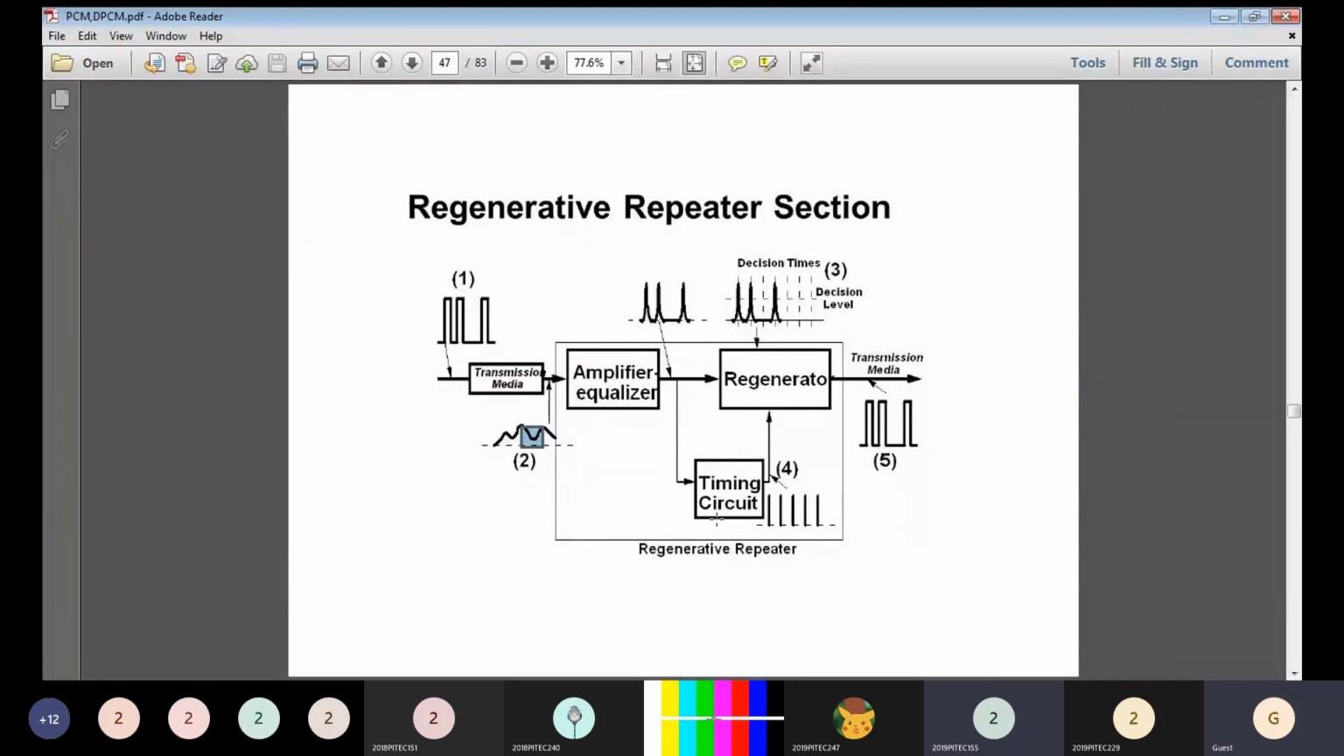So the amplitude boosted signal and ISI free signal is transmitted to the regenerator. The another input of the regenerator is the timing circuit. The function of the timing circuit is to produce the pulses with the sampling time. It will produce uniform pulses at the sampling time interval. Those pulses are multiplied with the reconstructed signal in the regenerator.